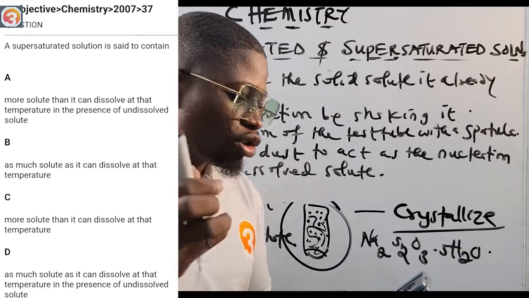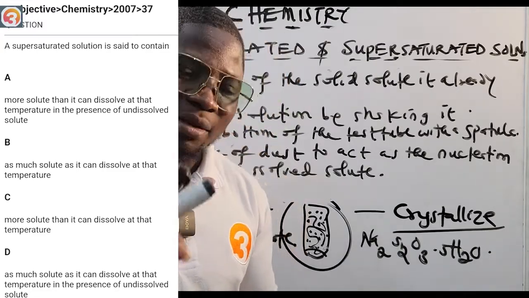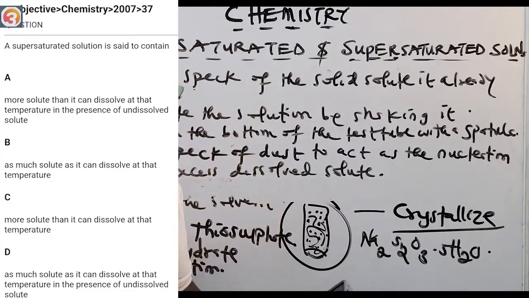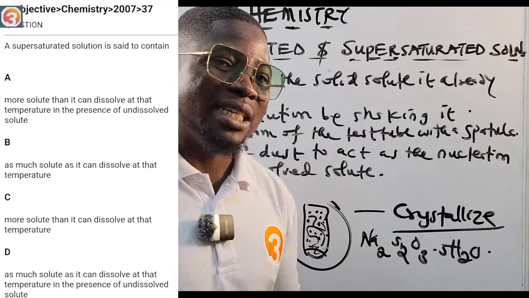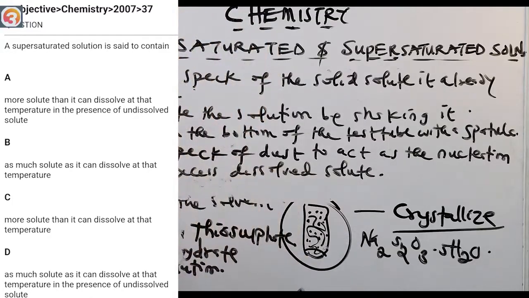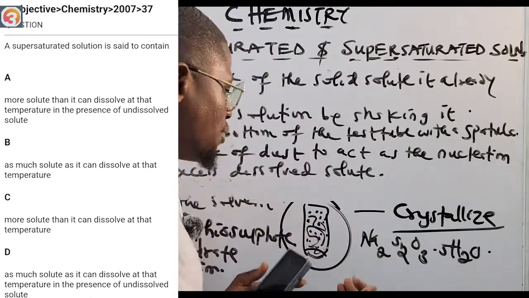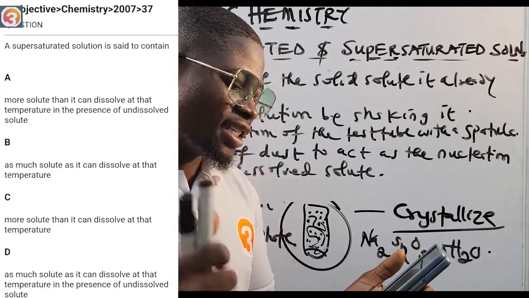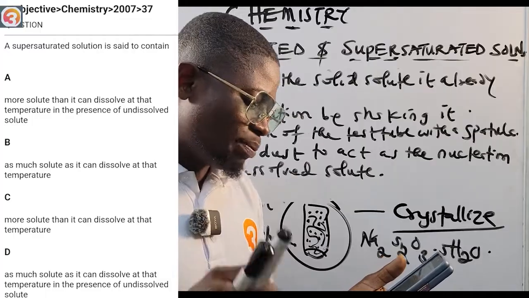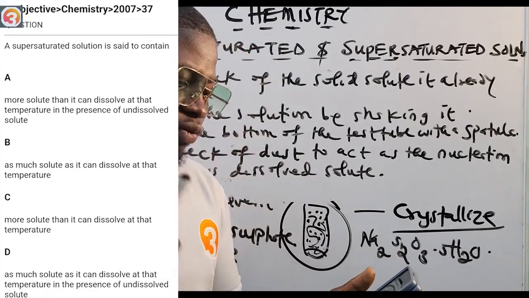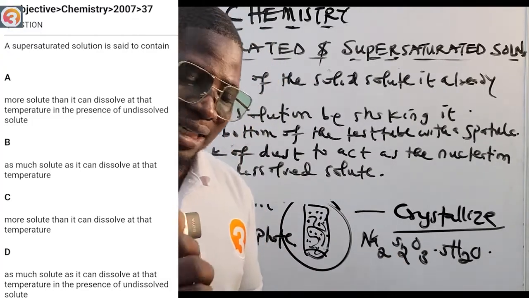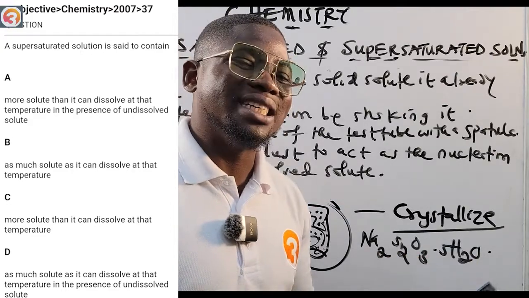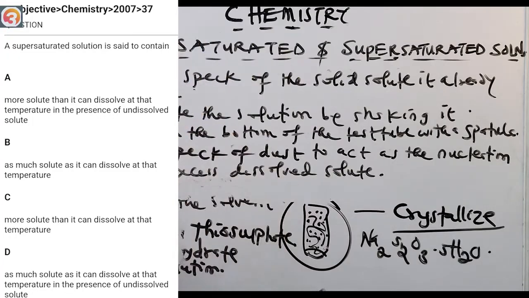C says more solute than it can dissolve at that temperature. That is what a supersaturated solution is. It contains more solute than it can dissolve, so those will gather at the bottom of the container. So that is option C. D says as much solute as it can dissolve at that temperature in the presence of undissolved solute. That is still a saturated solution. So the correct answer is option C: contains more solute than it can dissolve at that temperature.